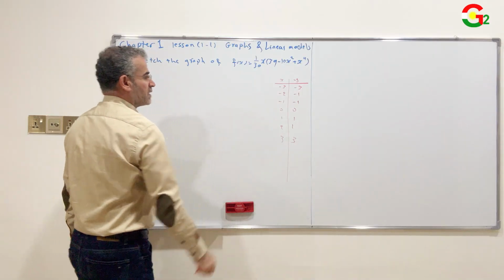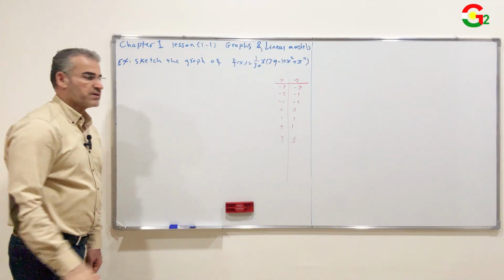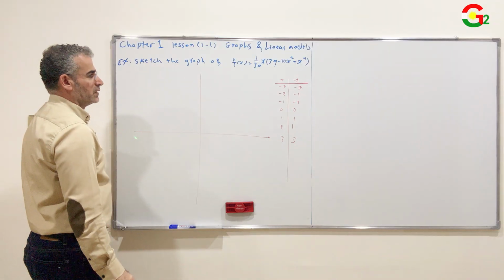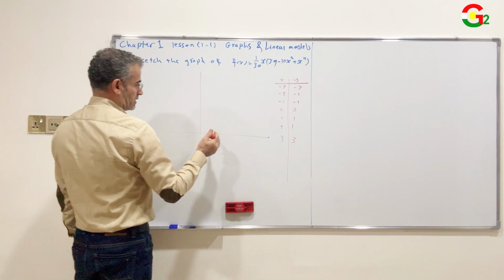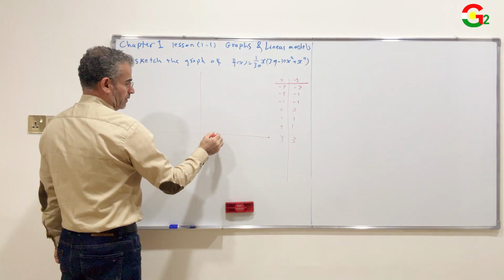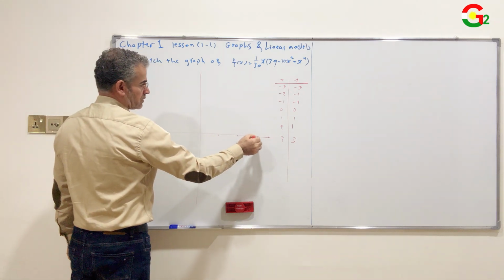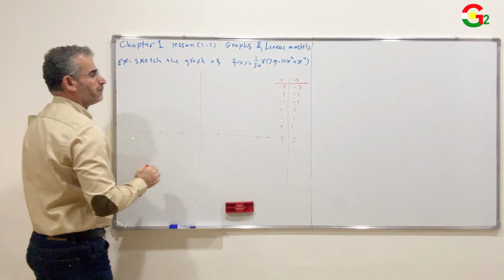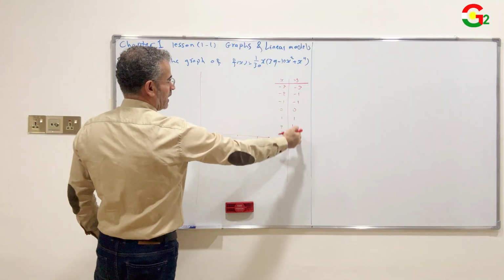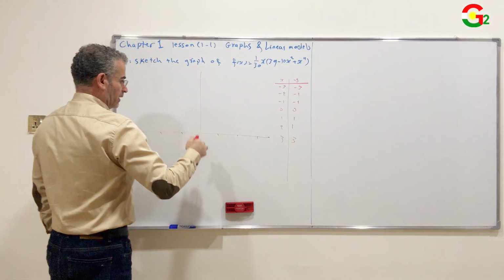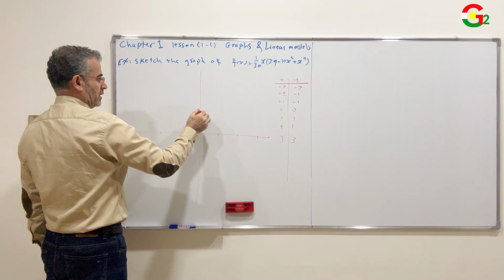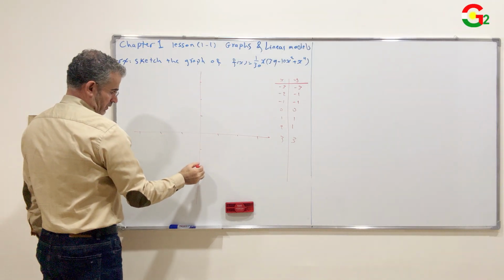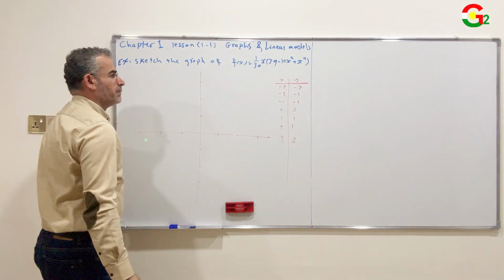We found 7 points on the graph of this function. Now, I'll sketch the graph of this function. Divide x-axis from negative 3 to 3: negative 1, negative 2, 1, 2, 3, negative 1, negative 2, negative 3. And the y-axis also from negative 3 to 3.